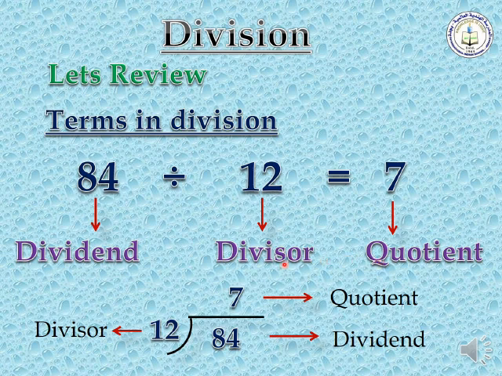Then how can we represent these three terms in the long division method? We have to use this bracket for long division. Then inside of this bracket, what are we using? We should write the dividend inside the bracket. Outside, the divisor. Then on the upper side, the quotient. That means the answer we should write on the upper side.